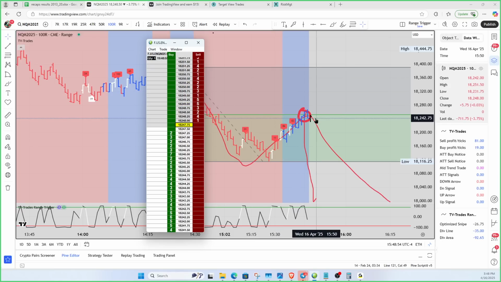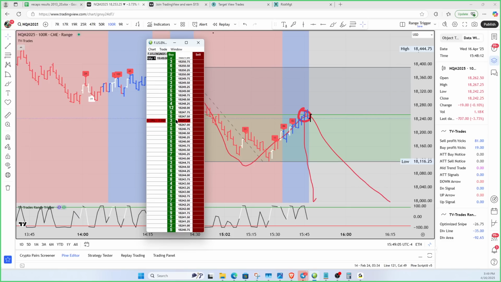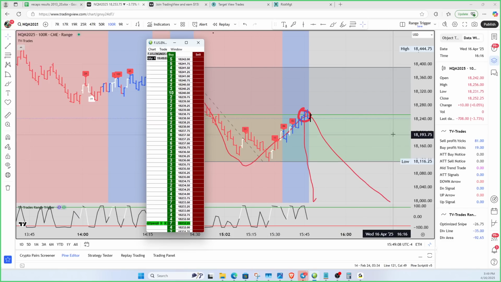The entry point was right here. So now I've got a 40 by 60 bracket on this. It's either going to stop me out at minus 40 ticks, or it's going to go down and give me 60 ticks in profit. And I'm not even going to consider doing anything about it.